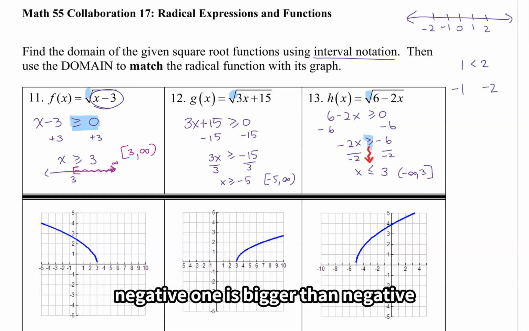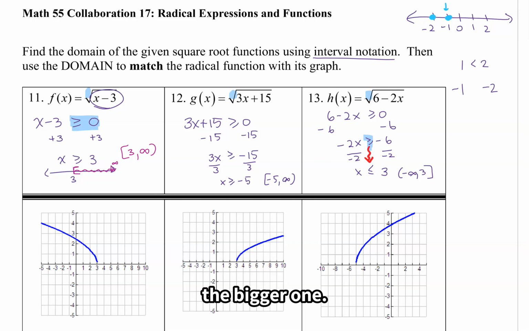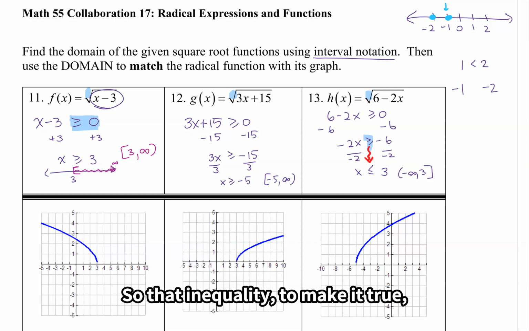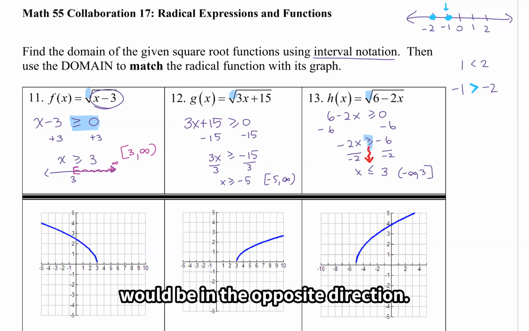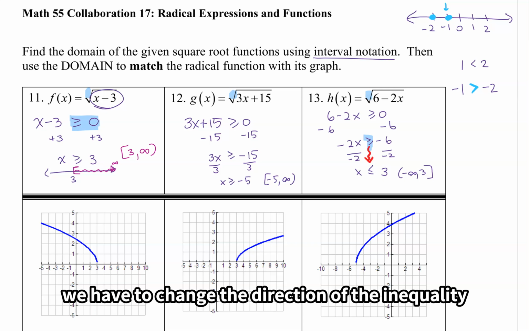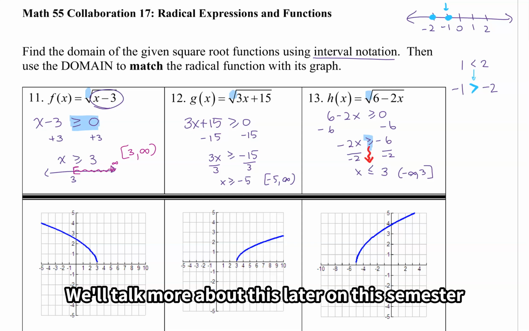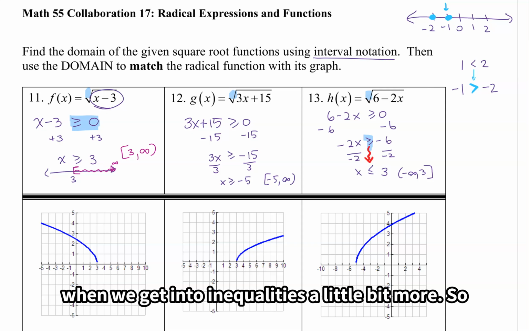Well, here, -1 is bigger than -2. -1, -2, -1's the bigger one. So that inequality, to make it true, would be in the opposite direction. When we multiply or divide by a negative number on an inequality, we have to change the direction of the inequality to maintain what's true about the situation. We'll talk more about this later on this semester when we get into inequalities a little bit more.